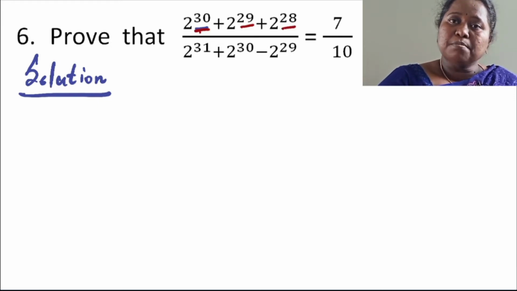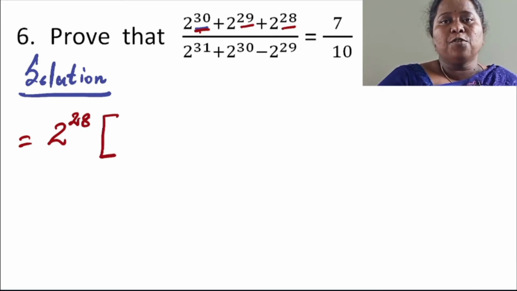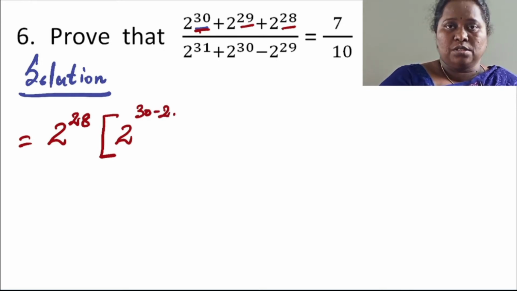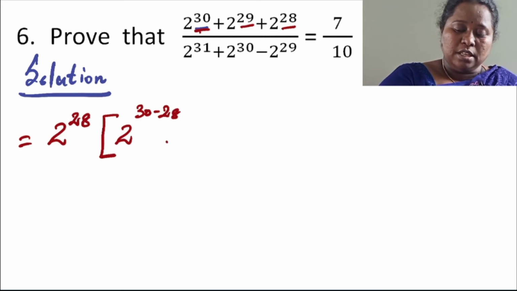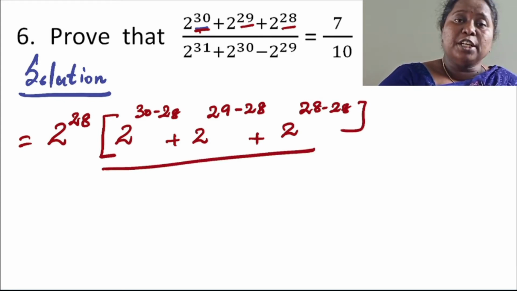Let me take the simplest power as a common term. For example, let me take 2 power 28, we can take it out as a common term. If you take 2 power 28 as common, what will happen? 2 power 30 minus 28, because 28 we have taken out, so we have to subtract the power. Then plus 2 power 29 minus 28, plus 2 power 28 minus 28, divided by the next, in the denominator.